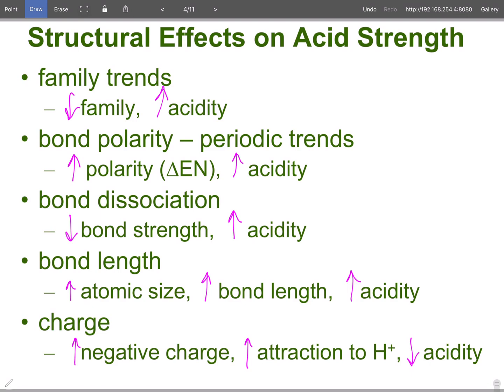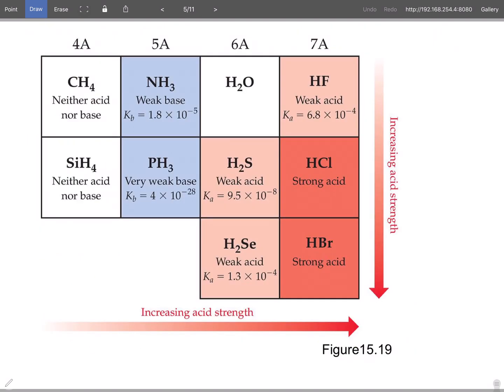Okay? So again, these are just trends. And sometimes you have competing processes and it works accordingly. So if you look at it, according to this, the strongest acid is down here with HBr. It gets weaker as you go up and over because you're going down the family, etc.